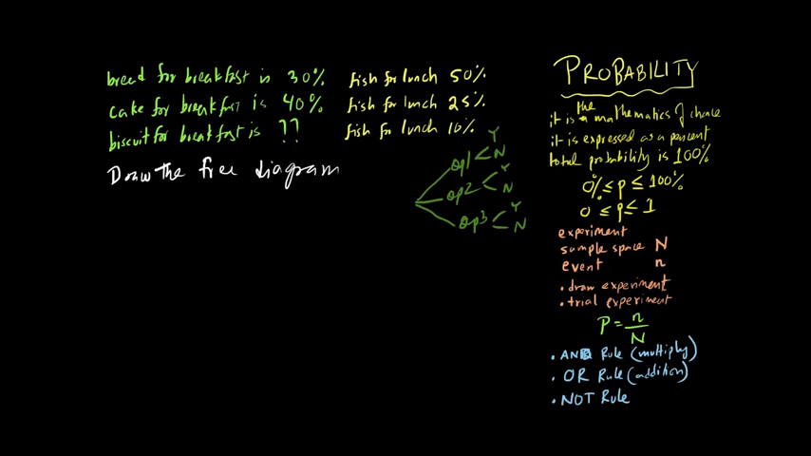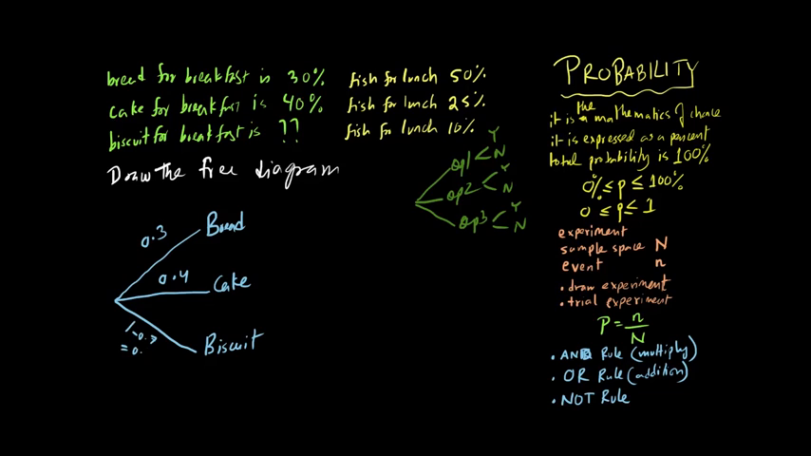So in order to do this, the first thing that we do is we write down the probability of the first three options. So this is bread, this is cake, and this is biscuit. So the probability of bread is 30%, that means 0.3. Probability of cake is 40%, 0.4. Now this one is not given, but we know the total probability has to be 1. So if this is 0.3, this is 0.4, so 0.7. 1 minus 0.7 is going to be 0.3. So that is the probability. We can figure it out.